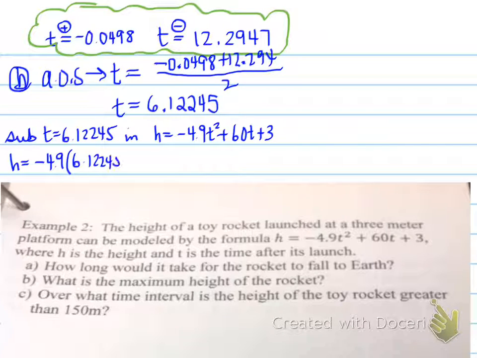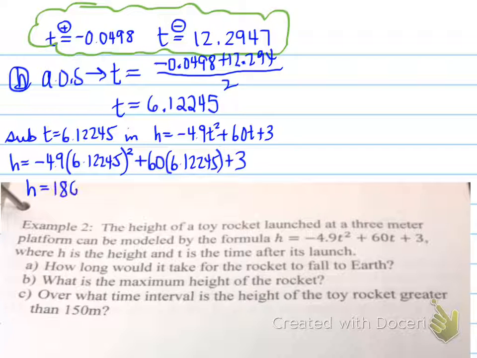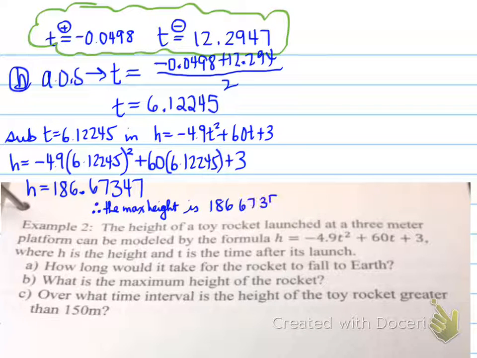Our h value, once we plug 6.12245 into the equation, we will get an h value of 186.67347. So rounding it, we would get the maximum height is 186.6735 meters. And that's how you would do that if you already have values. So it doesn't make any sense to complete the square when we don't need to.